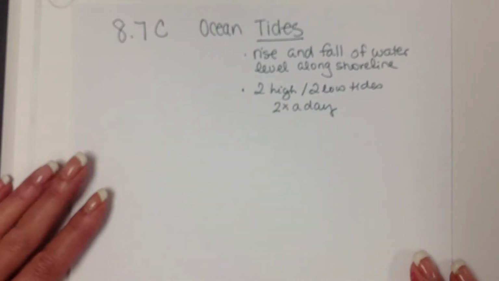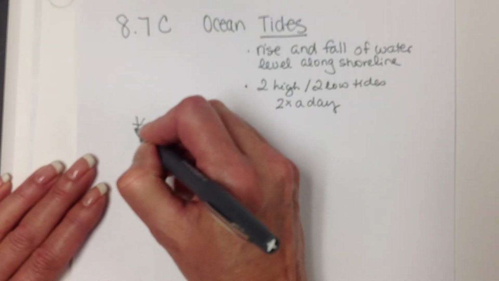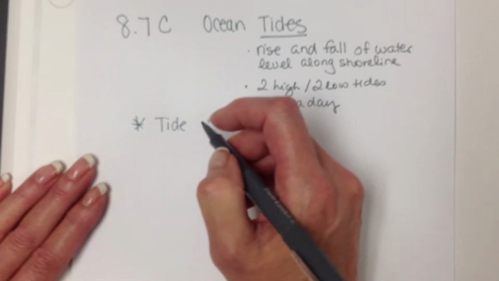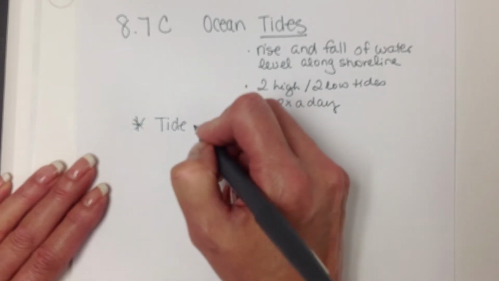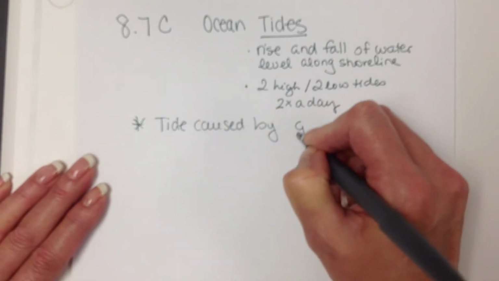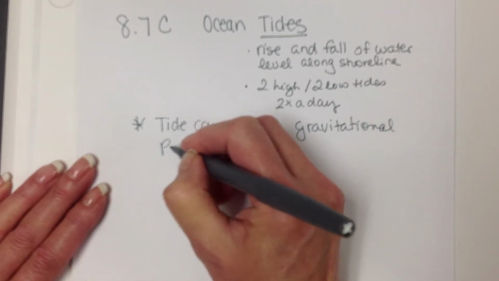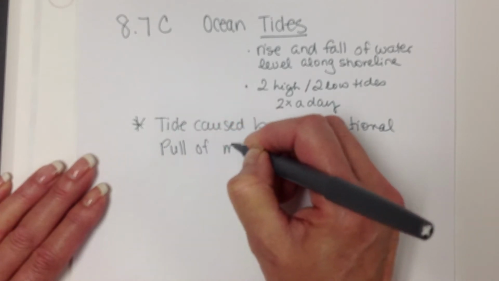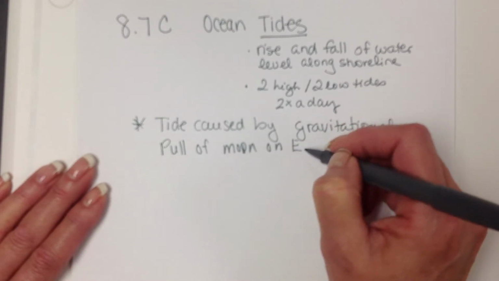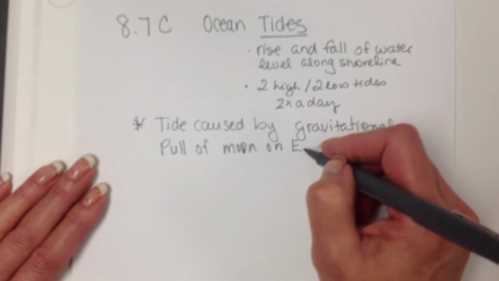Okay, so let's think about this. What causes ocean tides? Tides are caused by the gravitational pull of the moon on the Earth's surface. So literally, the moon is pulling the water away from the surface, resulting in a high tide.